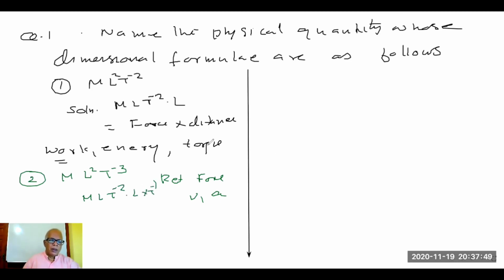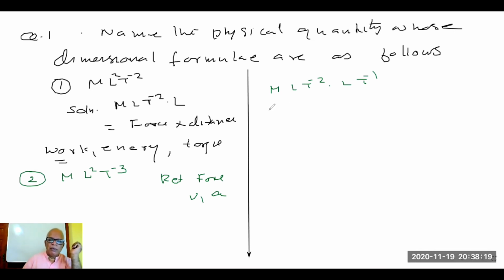So, that is one way of doing it. If you are not getting it, let's do it a different way. You already know ML square T minus 2. If you know this one, MLT minus 2 is the force dimension. Then one L is there, then T minus 1 is there. That is velocity. Velocity only, no problem.